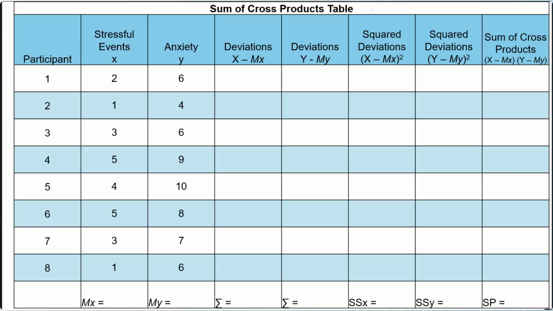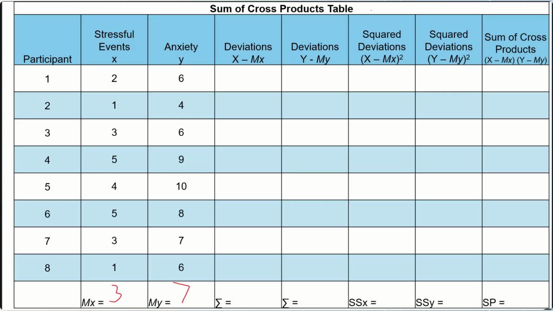Okay, so the first thing that we want to do to complete this table is we need to compute the mean of X and the mean of Y. So we'll add up all the values of X. This equals 24 divided by 8 participants, and this gives us a mean of X of 3. Then we'll do the same thing for Y. When we add up all the Y values, this gives us 56 divided by 8, and so the mean of Y is 7. Then we can move on to the deviations. So this is X minus the mean of X.